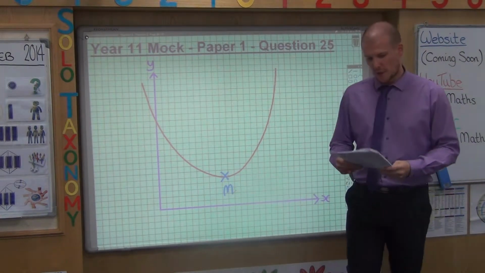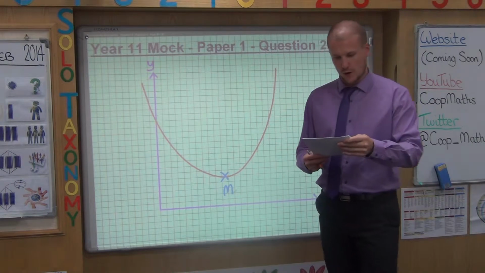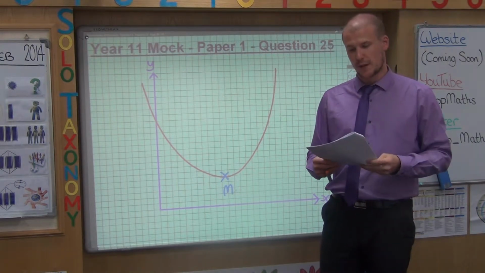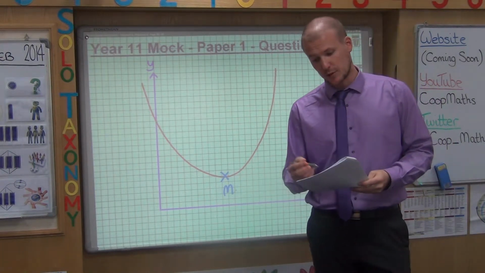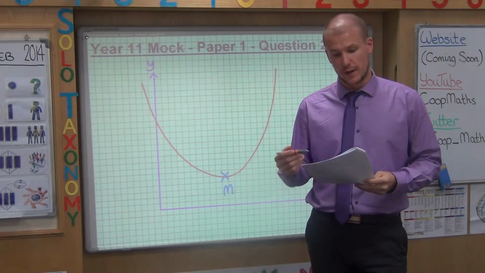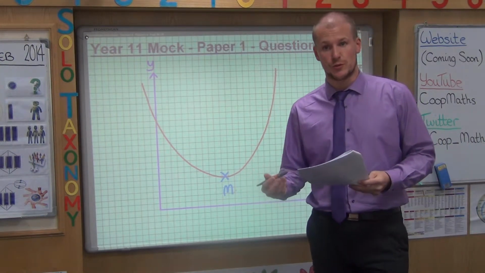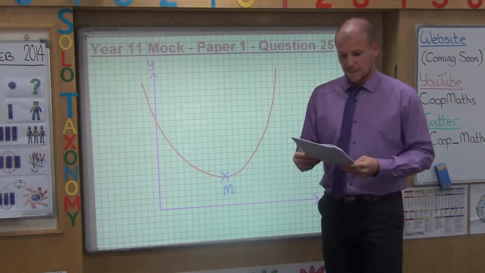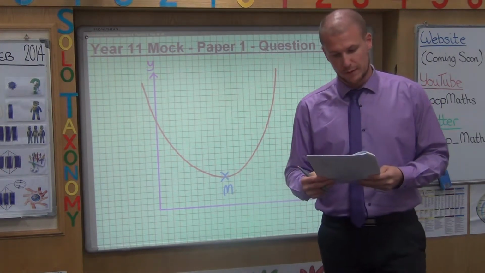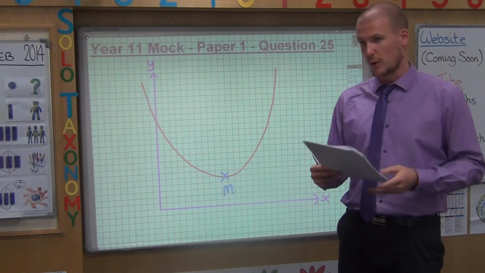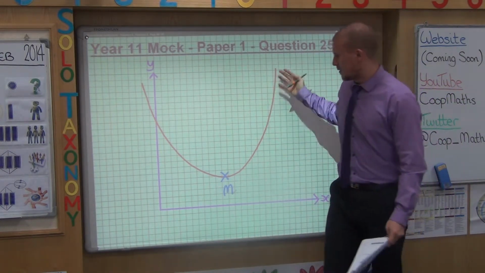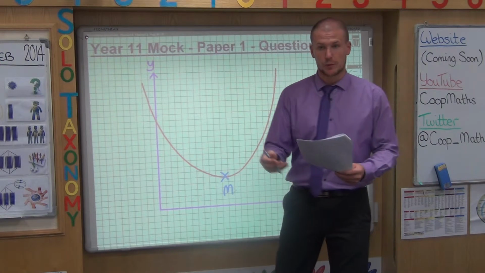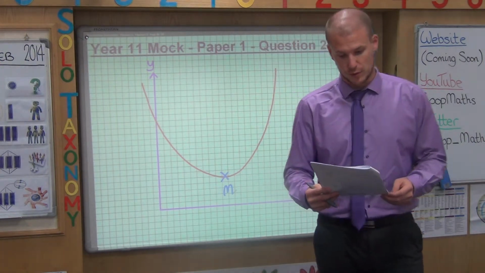Paper 1, question 25. The equation of a curve is y equals f of x, where f of x equals x squared take away 8x plus 21. The exact part we used in part A of question 25 just a moment ago. The diagram shows a sketch of part of the graph of y equals f of x. So in English, that is the graph of y equals x squared take away 8x plus 21.